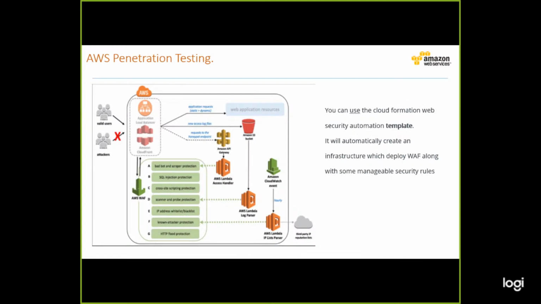Now, the penetration testing. AWS allows you to test your application against different types of threat or attack, but you can use the CloudFormation web security automated template. It will then automatically create the infrastructure where you deploy this along with the same manageable security rules.